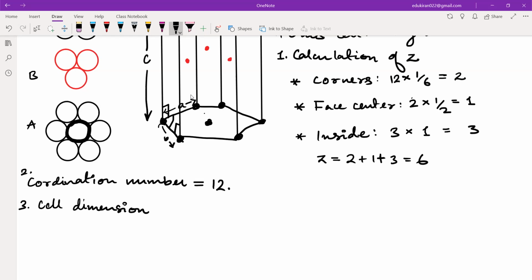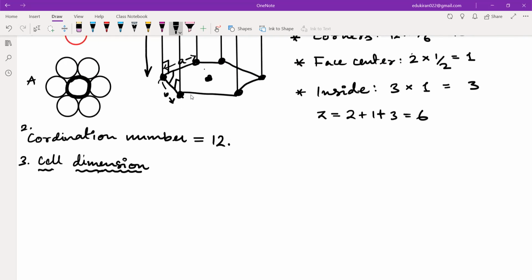We did not study cell dimensions in the earlier cases because all of the cell dimensions were the same: the edge length was A and the angles were all 90 degrees. But in this case we have A, B, and C, and we have angles alpha, beta, and gamma. Now please remember what alpha, beta, and gamma are.